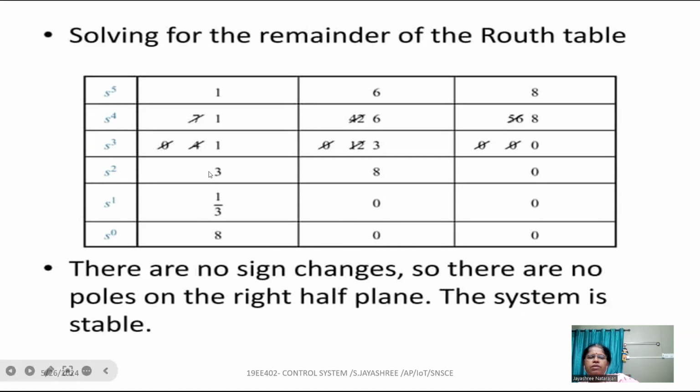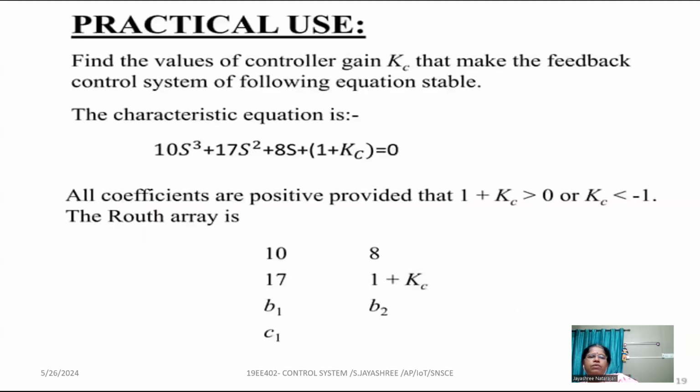So 6 minus 3 by 1 is 3, then 8, then 1 by 3, 0. Now look into the elements in the first column: all the elements are positive. There are no sign changes, so there are no poles on the right half of the S-plane. The system is stable. If the poles are on the right half of the S-plane, the system is unstable. If they are on the left half of the S-plane, the system is stable. So this is the second special case.